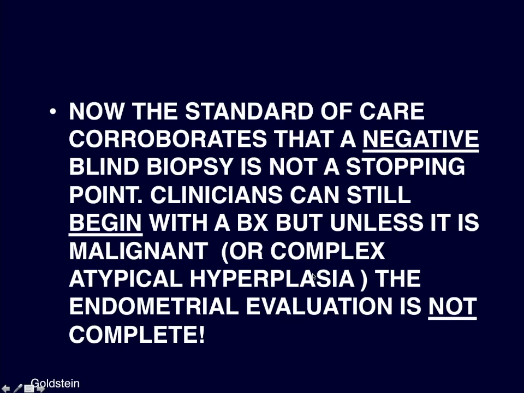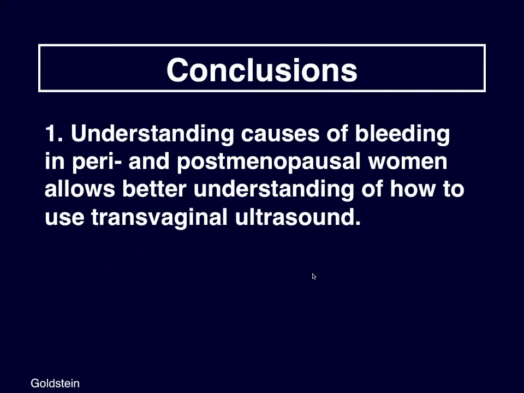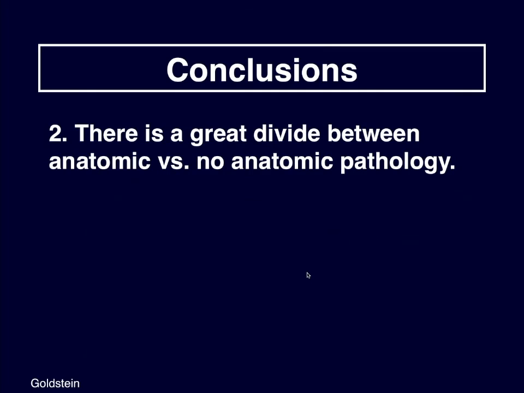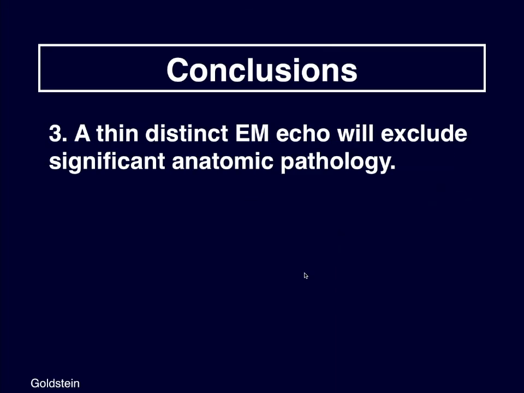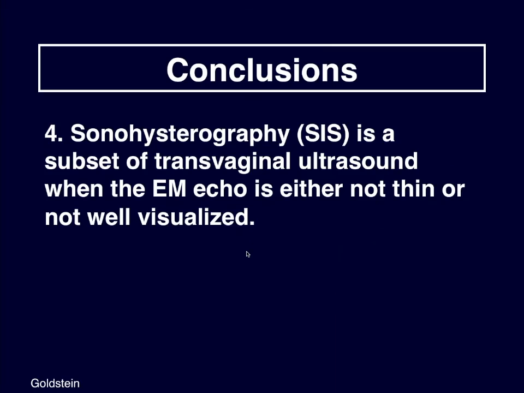So, in summary, we talked about understanding the causes of bleeding in perimenopausal and postmenopausal women and how that allows us to better understand how to use our transvaginal ultrasound. We talked about the great divide between anatomic and non-anatomic pathology. We talked about how a thin, distinct endometrial echo excludes significant anatomic pathology, that sonohysterography, or SIS, is a subset of transvaginal ultrasound when the echo is either not thin or not well visualized.